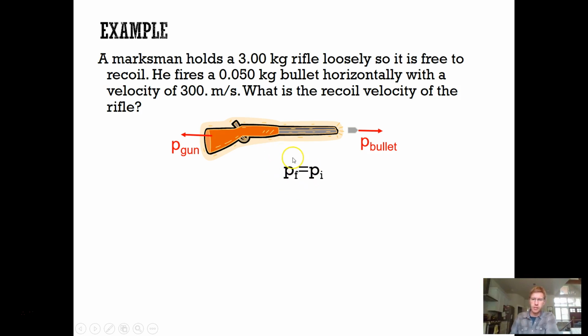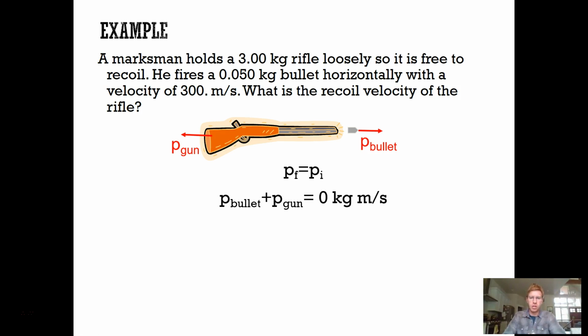And guess what? In this situation, the final momentum is the momentum of the gun plus the momentum of the bullet. And the initial momentum is 0 because they're both stationary. When you first pull the trigger, they're both stationary. So this is interesting, right? Momentum here is going to be conserved.